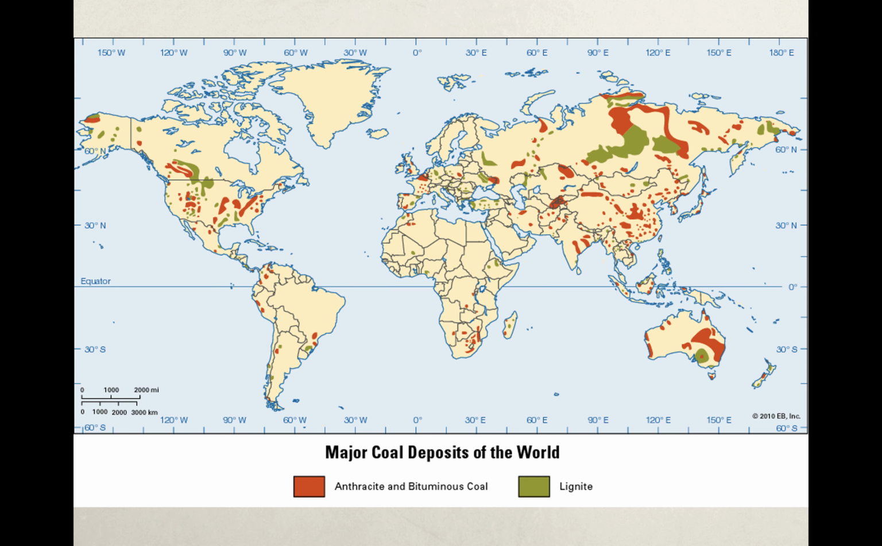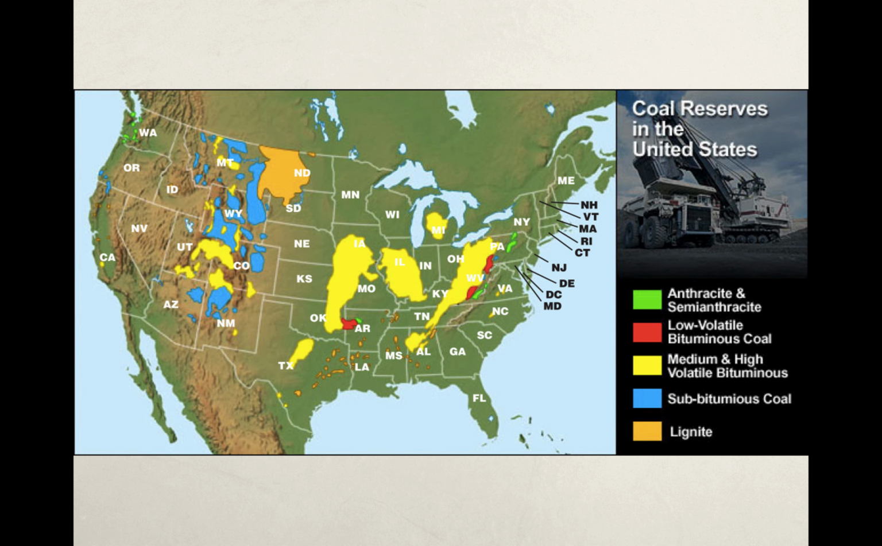So this is a map showing the major coal deposits of the world. The United States does have quite a bit, both in the continental U.S. as well as in Alaska. Australia has a bit as well, and so does Russia and China. This is a map showing the specific coal reserves in the United States, based on the type of coal.